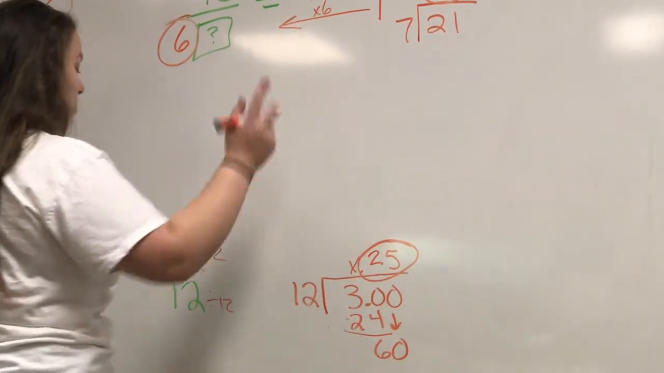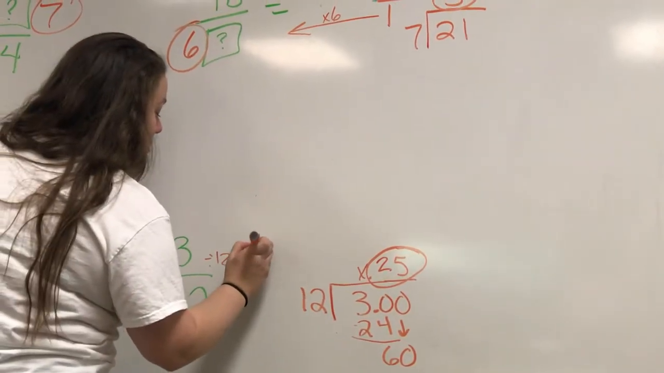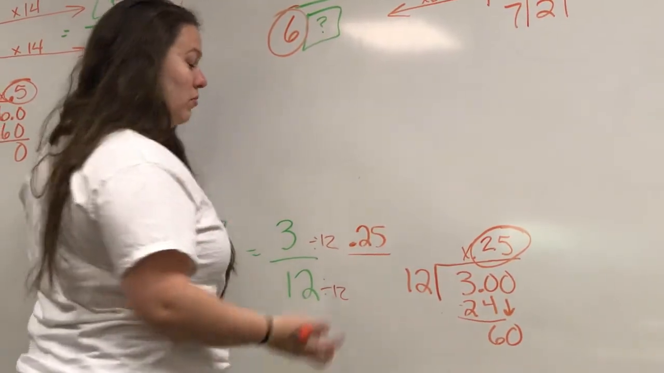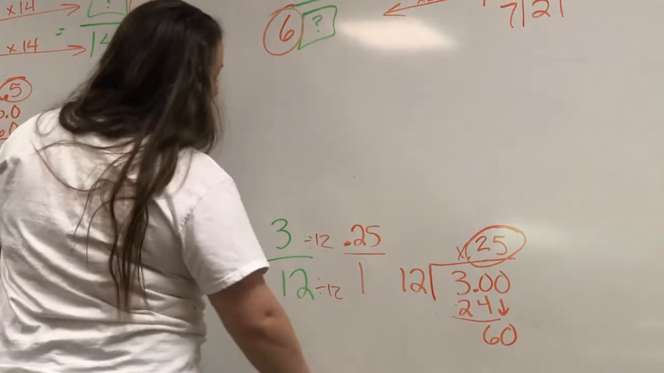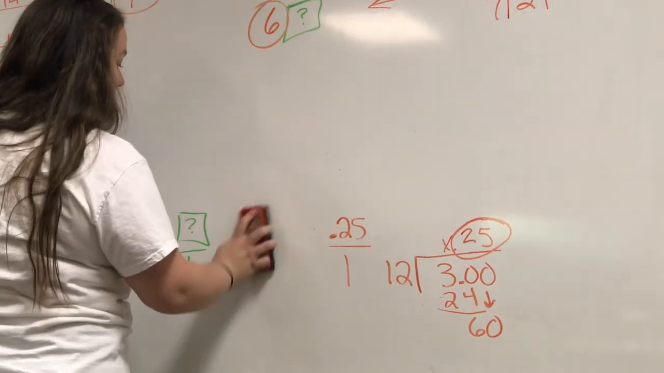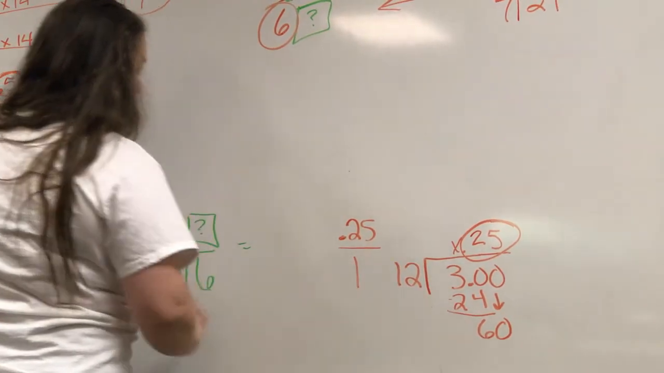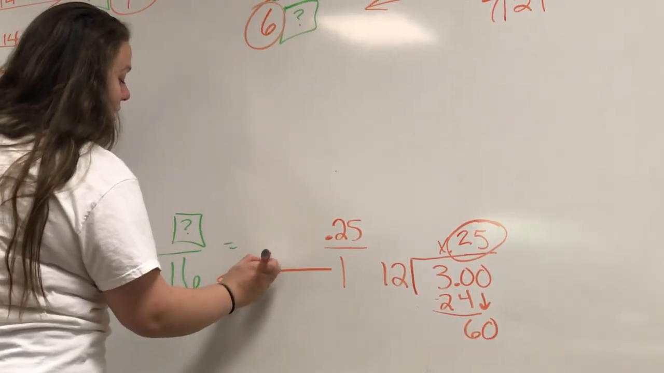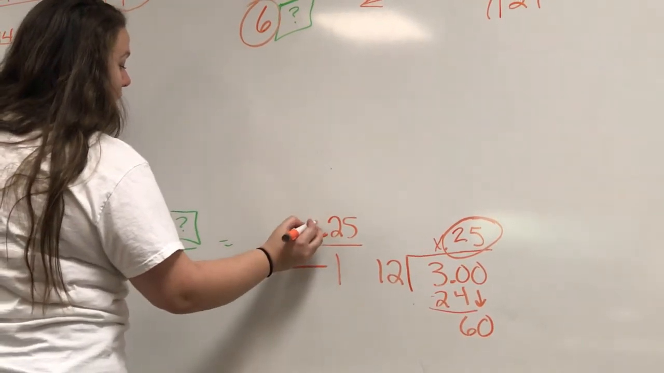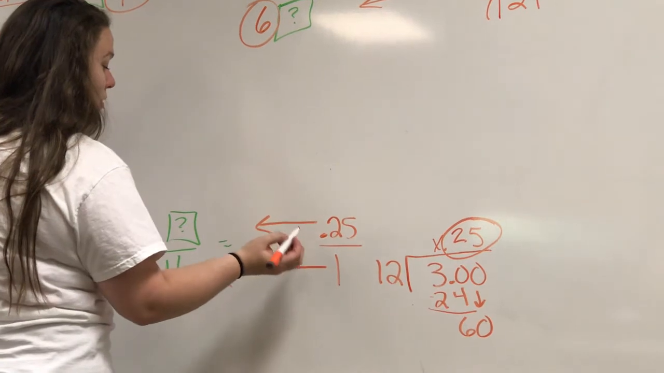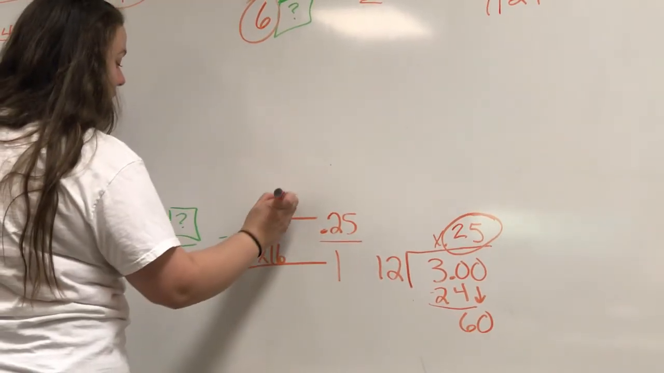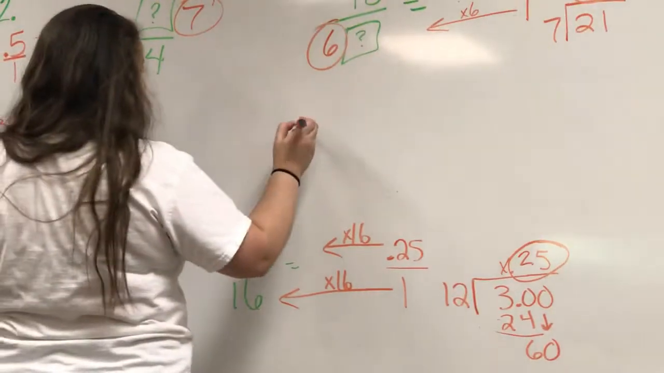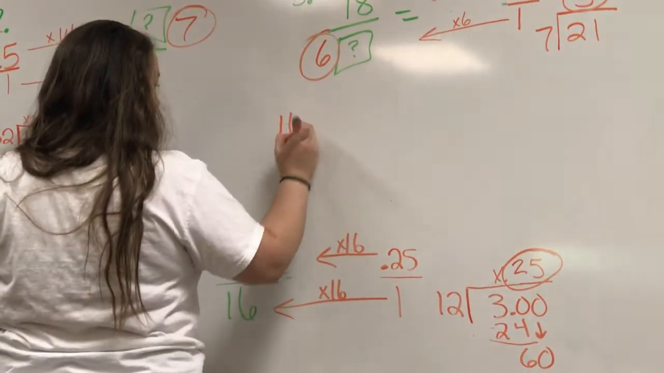Remember, this is our top number, 0.25, and if it's a unit rate, what is the bottom number? 1. I'm going to erase this so it doesn't get confusing. 1 times what got us to 16? Times 16, and 0.25 times 16 gets us something. I know what it is in my head, but I'm going to write it out.